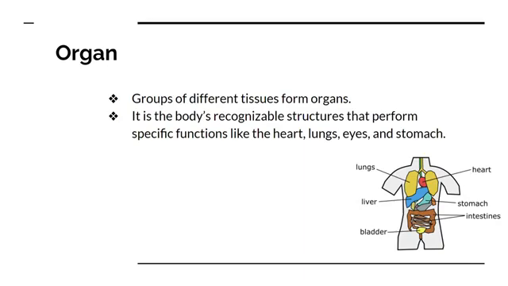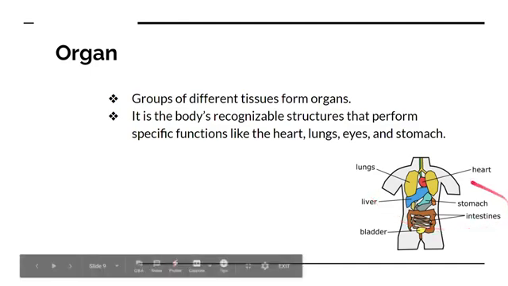Organ. A group of different tissues form organs. They are the body's recognizable structures that perform specific functions, like the heart, lungs, liver, stomach, intestines, bladder, eyes, and mouth.